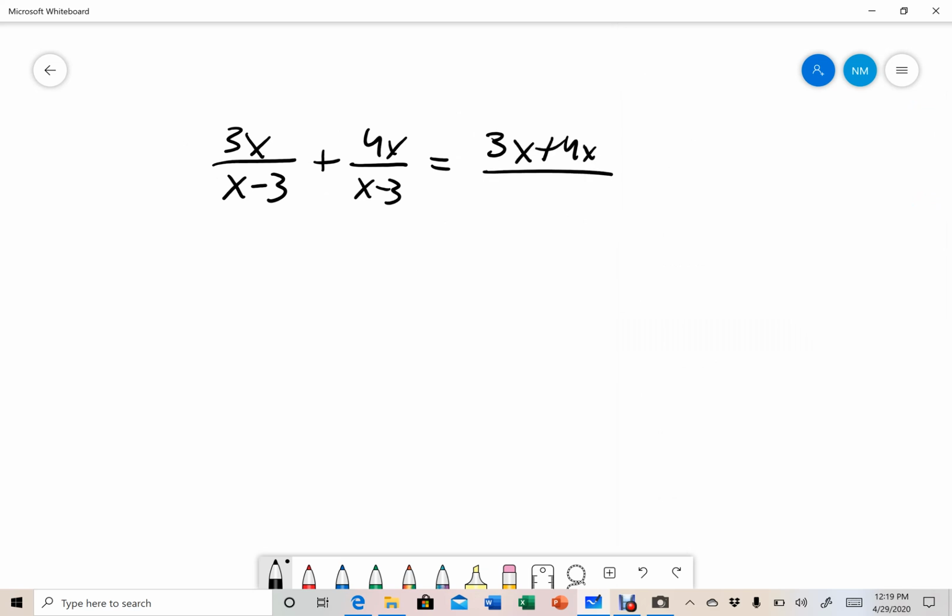In this one, we've got 3x over x minus 3 plus 4x over x minus 3. So we're going to rewrite these together, 3x plus 4x over x minus 3. And then we're going to simplify it by combining these two together. So I get 3, what am I doing?